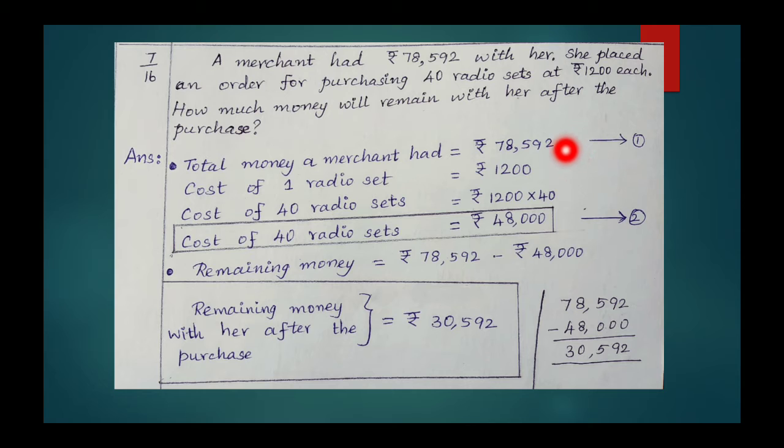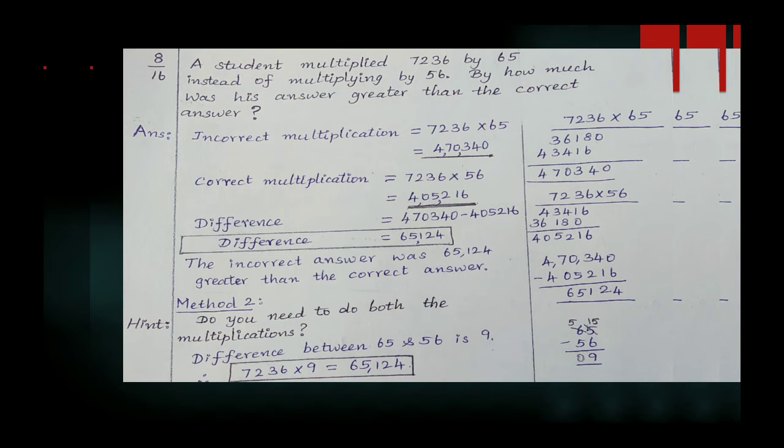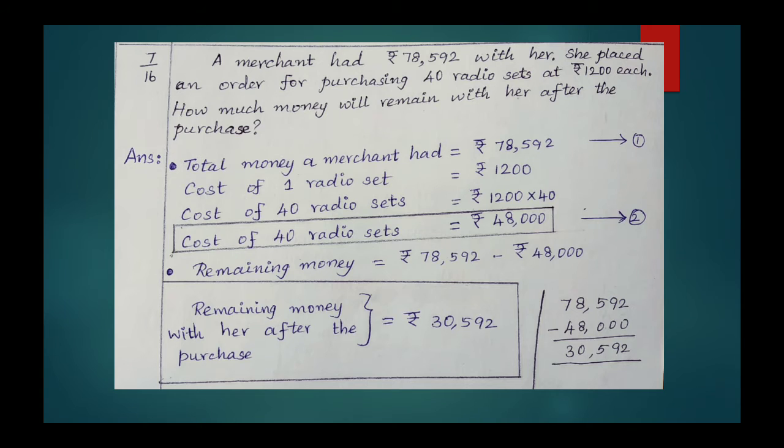From total money, the cost of purchasing should be subtracted to get remaining money. So remaining money is equal to 78,592 minus 48,000, which is equal to 30,592. Calculation is done here. See, calculation is done here. This is the required answer.